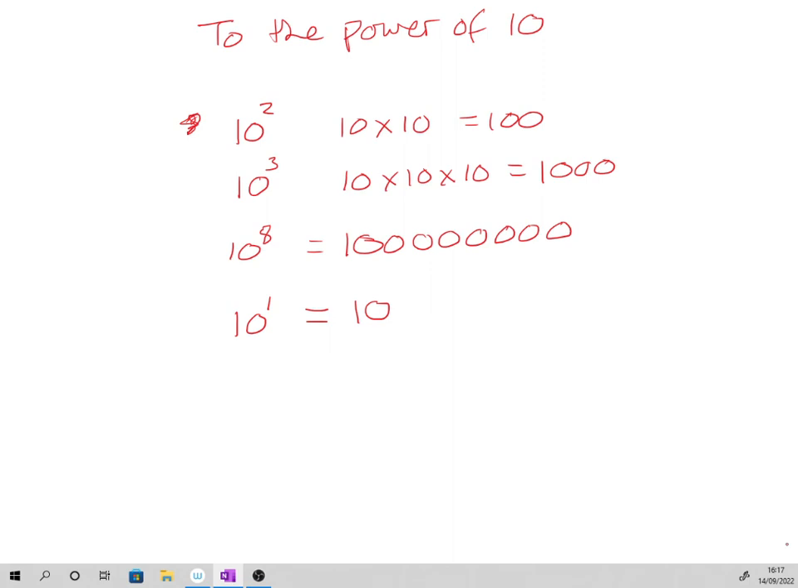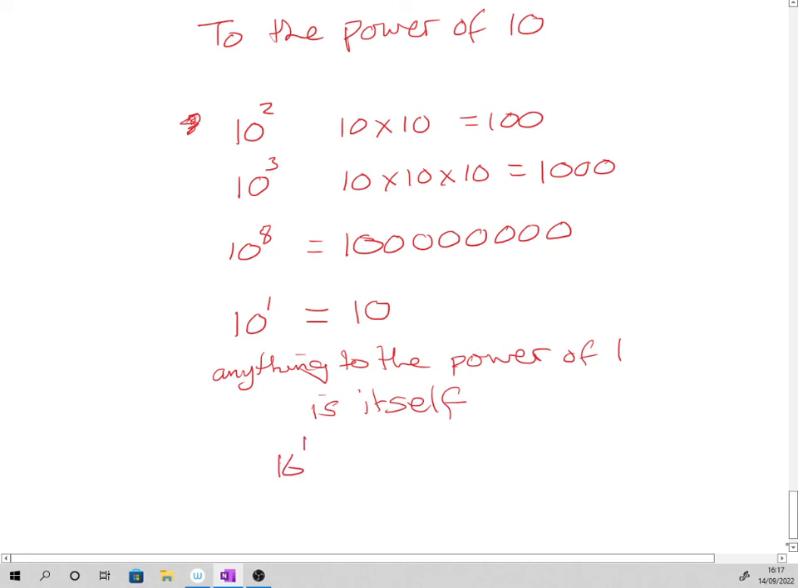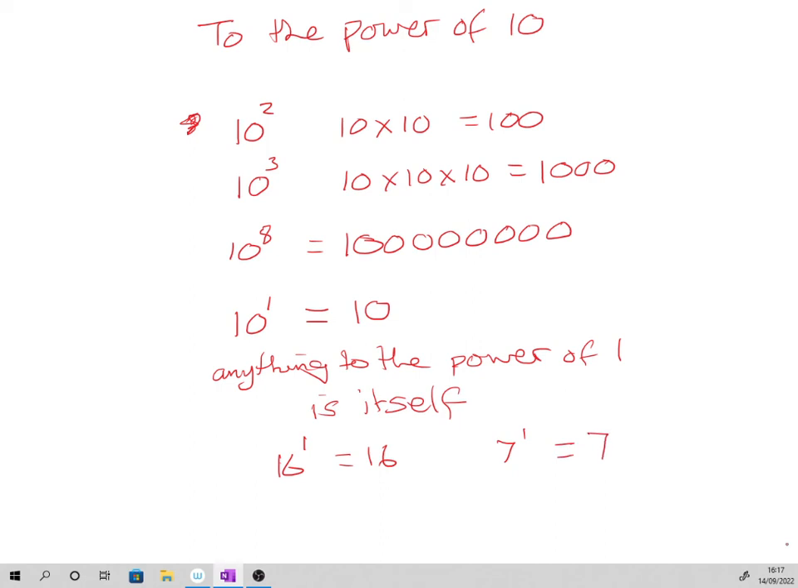So if something is to the power of 1, it is itself. So anything to the power of 1 is itself. And it doesn't have to be 10 for this rule to work. We can have 16 to the power of 1, which equals 16. 7 to the power of 1, which equals 7. That sort of thing. Anything to the power of 1 is just itself.